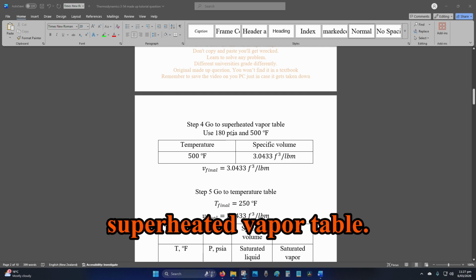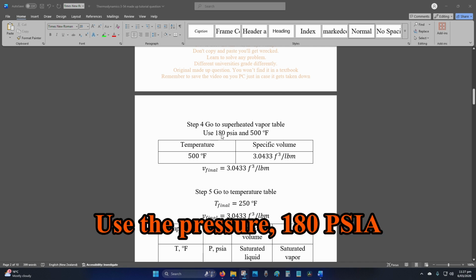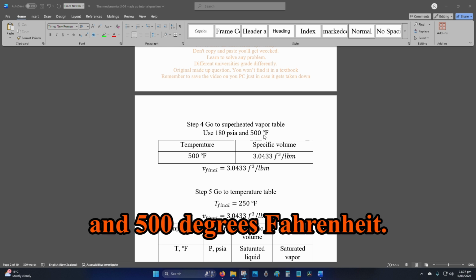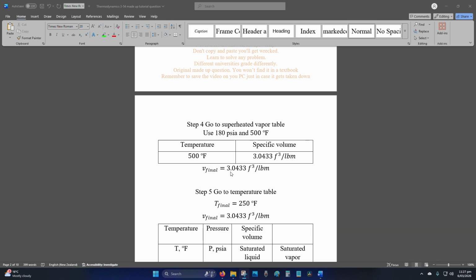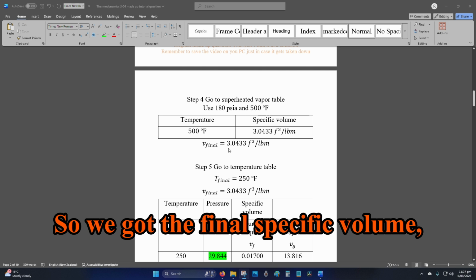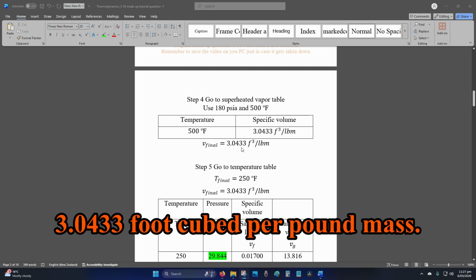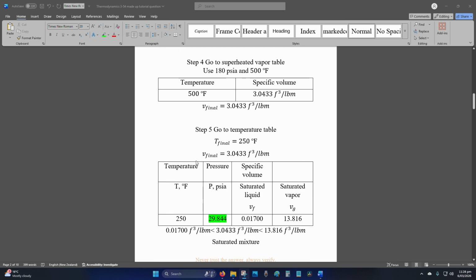Step 4, go to the superheated vapor table, use the pressure 180 psia and 500 degrees Fahrenheit. Line it up to find the specific volume. So we got the final specific volume, 3.0433 foot cubed per pound mass.